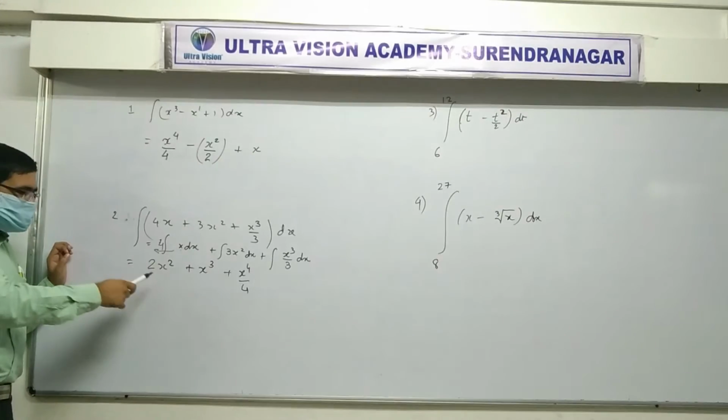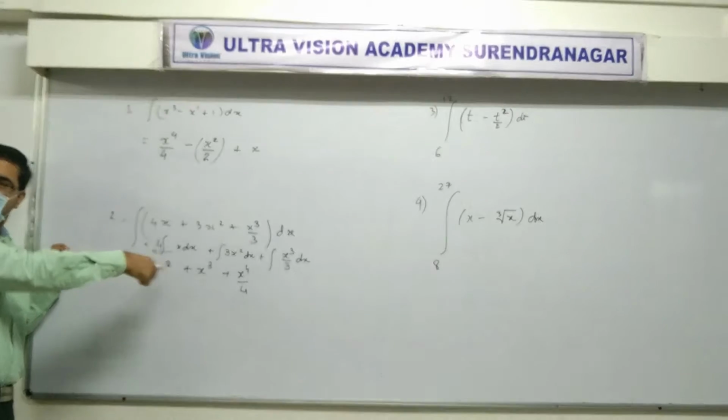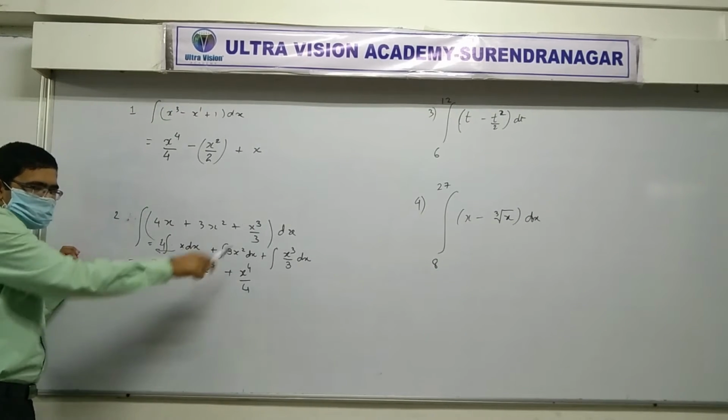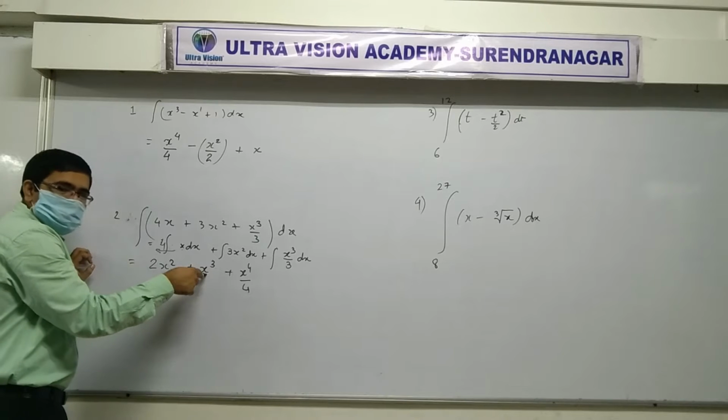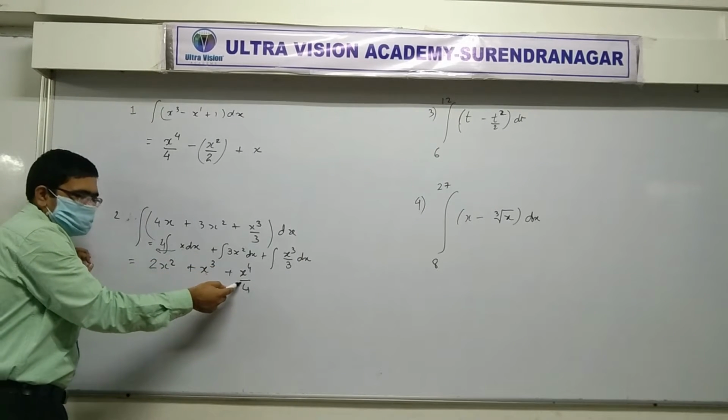So 2 and 4 will get cancelled and you leave what you get. Understood? This is how the whole thing is going to proceed. Similarly, over here 3 will come out and 3 will get cancelled. And okay, second term, x cube, is clear? Now who agrees with the last term?